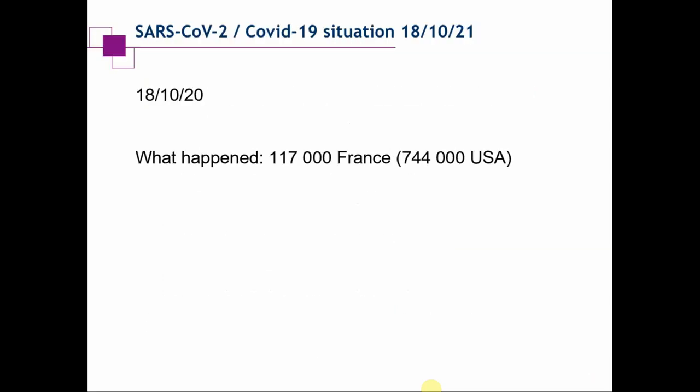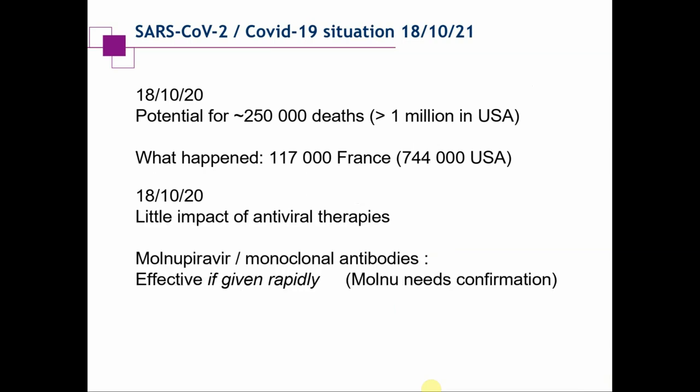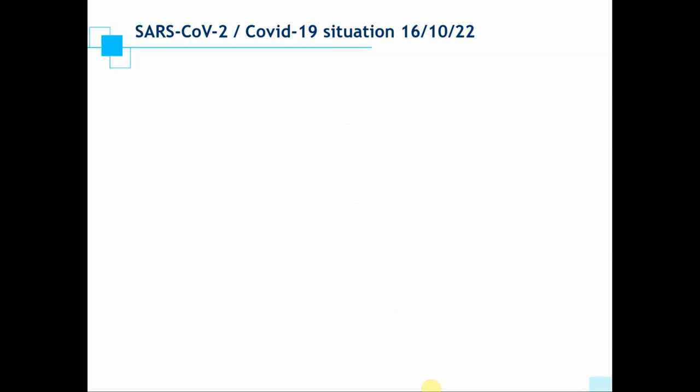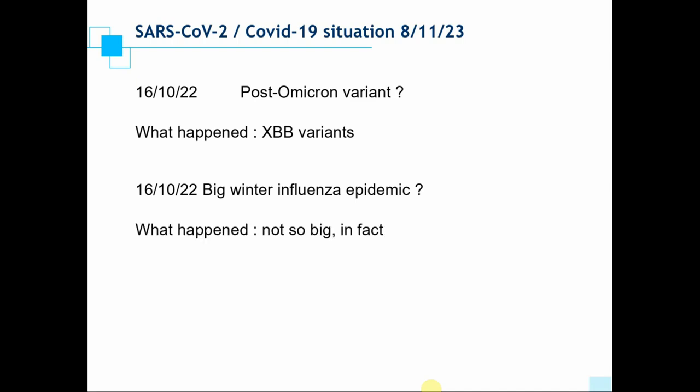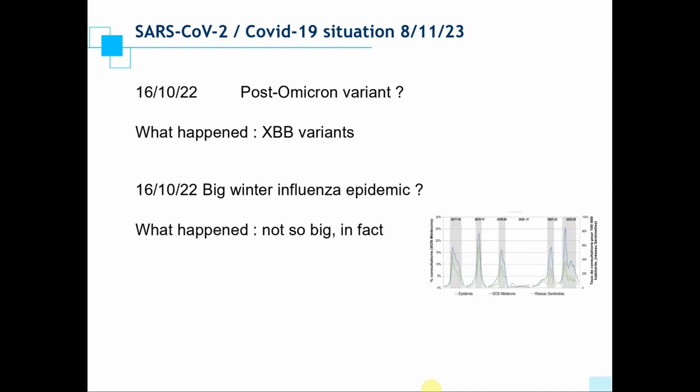So I'll skip my previous predictions from previous years when I've done this lecture. So what's the situation we have now? My prediction from last year was, are we going to have a post-Omicron variant? Yes, that happened. Omicron was replaced by the XBB variants. I also was predicting a big winter influenza epidemic last year because I thought we were in line for that. Well, it wasn't really that big.